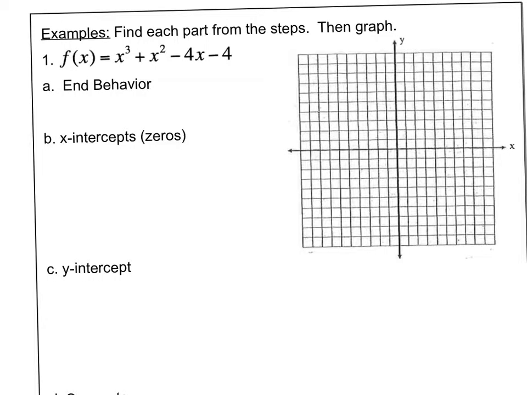Let's find end behavior. So what are we looking at there? What do we have that tells us the end behavior? You look at this first term. If it helps you to write it down, you can write it down. N is odd, the exponent is odd, and a is positive. What does that tell me?